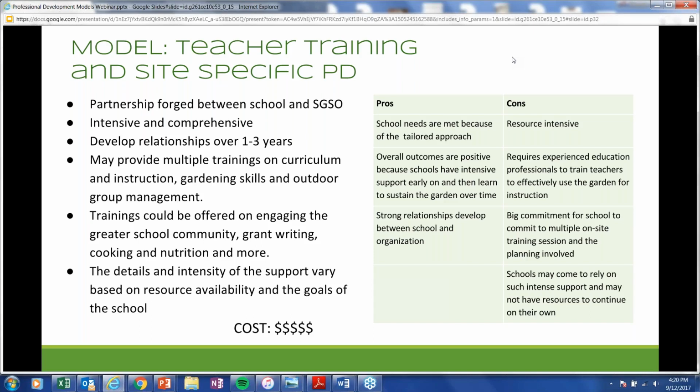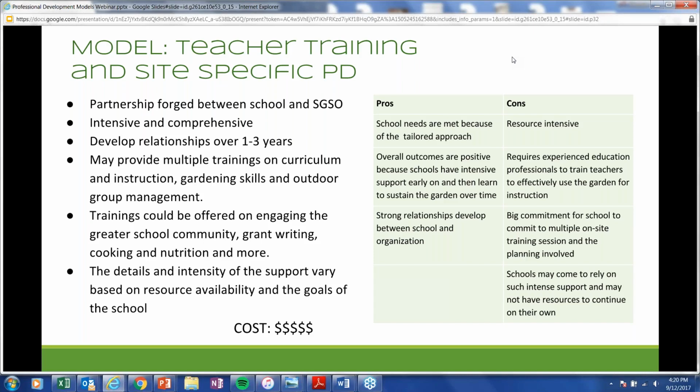I don't have a very specific $1 sign to $5 sign what it equals, but just know that 1 is very, very cheap and 5 could be quite expensive. So these teacher training and site-specific PD models are a true partnership between the school and the school garden support organization. Sometimes it's the district and the school garden support organization.